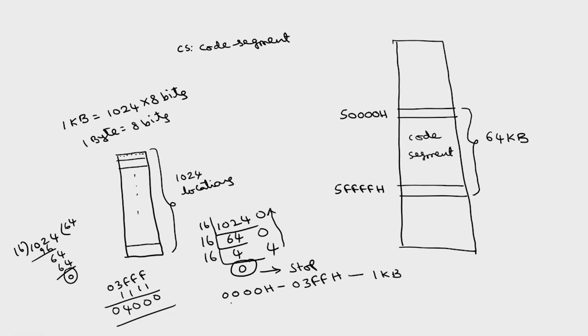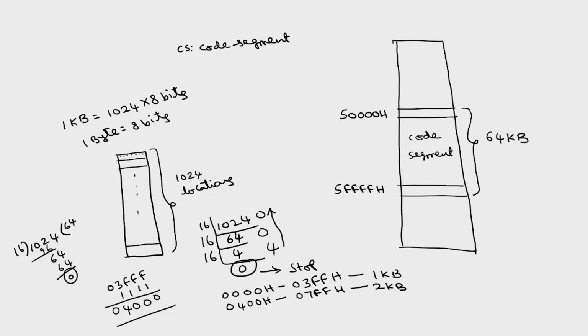If you want 2 kilobytes, the next address is 0400H, and if you add 03FFH, this is 07FFH, which will be 2 kilobytes. So starting from 0000H to 07FFH is 2 kilobytes, and up to here is 1 kilobyte. If we add another 07FFH for the next address, you will get 4 kilobytes. Like that, for 64 kilobytes you have to add FFFFH. If the starting address is this, to get the ending address of 64 kilobytes, you have to add FFFFH.